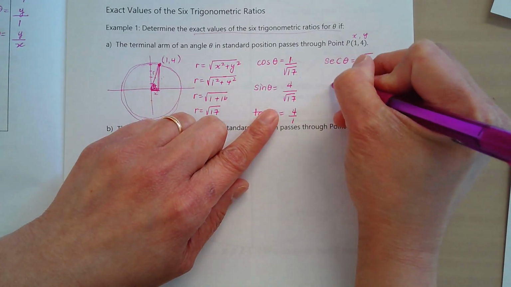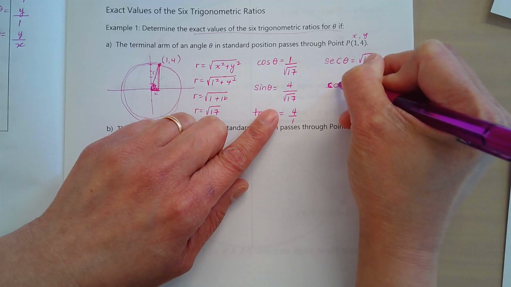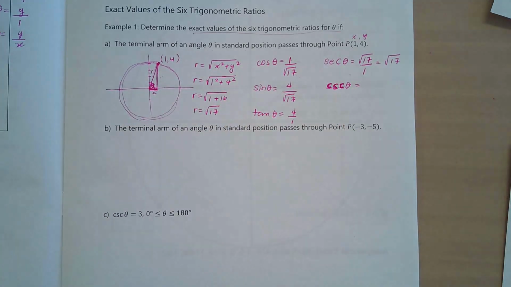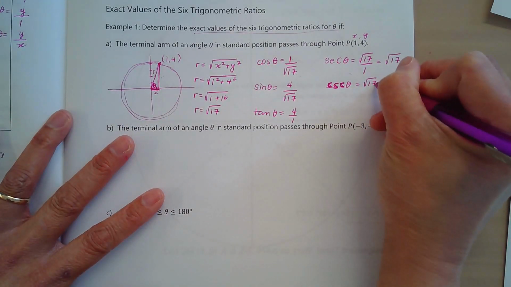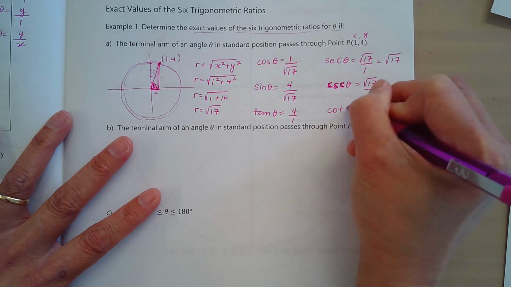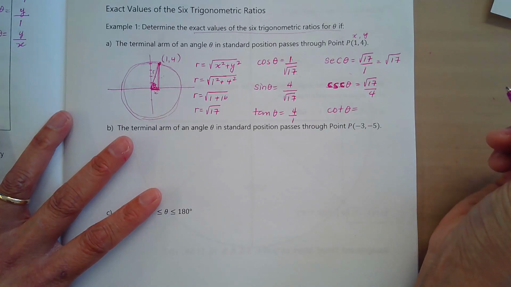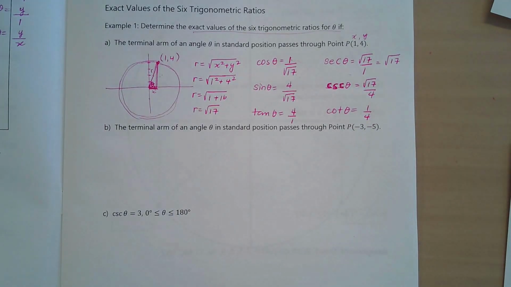Cosecant theta is the reciprocal of sine theta. So what would that be? Root 17 over 4. Excellent. And finally, cotangent theta, the reciprocal of tangent, would be 1 over 4. Okay, good. That's it.